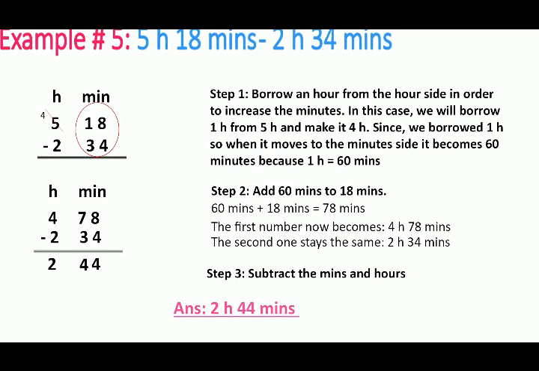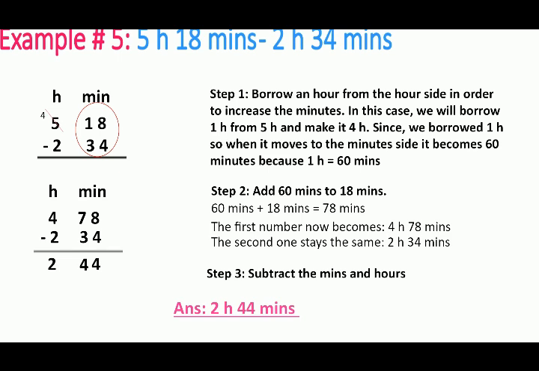Now again, there is another example which is similar to the example done in the previous slide. So you have example number 5. 5 hours 18 minutes minus 2 hours 34 minutes. So this is how we write it down. Hours on the left hand side, minutes on the right hand side. Now again you all will notice that 18 minus 34 is not possible because 18 is smaller than 34. So again we have to follow the steps.